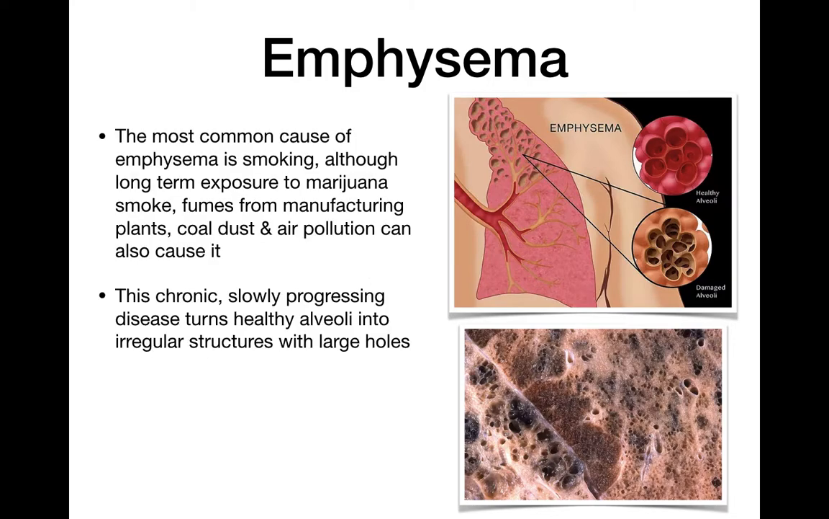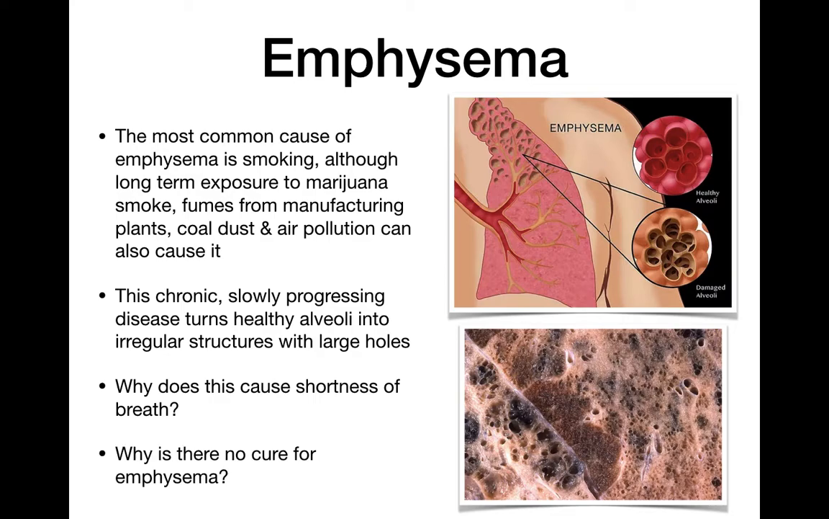Emphysema. So emphysema tends to happen from tobacco smoke. Long-term marijuana smoke can also do this. Manufacturing fumes, coal dust, air pollution. And what happens is your alveoli that are normally healthy like this become these big hole-like structures. Here's a lung tissue that has emphysema. And those large holes mean you have less alveoli, which means you have less surface area for gas exchange.